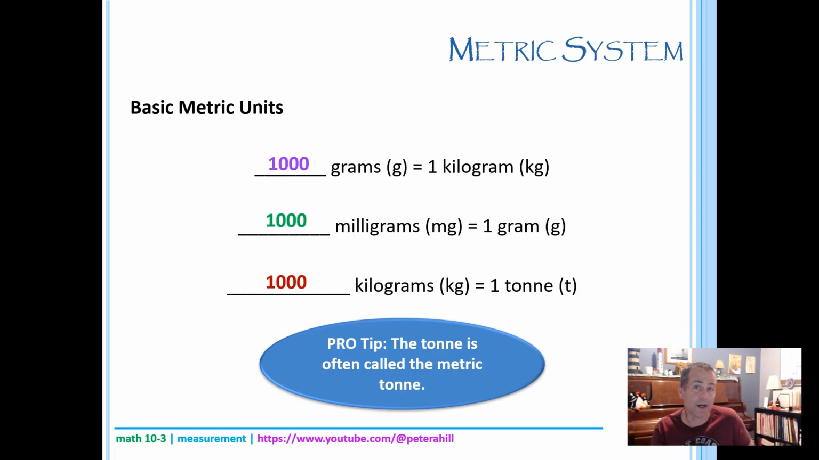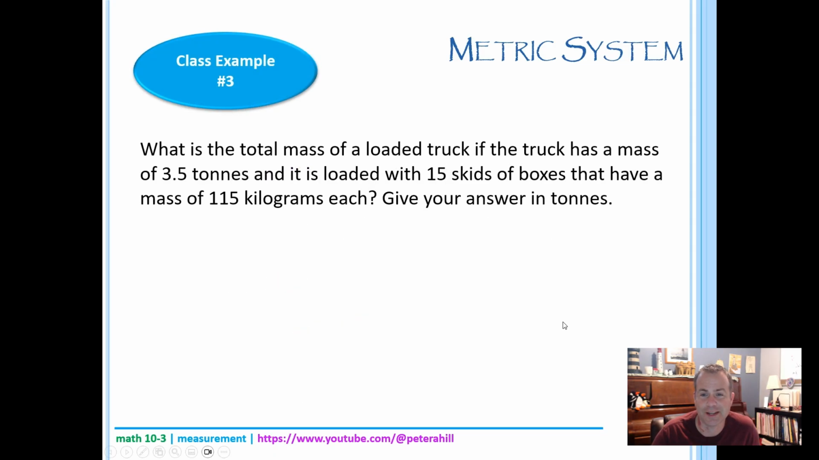Now, this would be where my King Henry died unexpectedly drinking chocolate milk would help for the first two, but for this third one, you're going to want to set up a proportion. The ton is often called the metric ton because there's another ton. We'll talk about that one later. Okay, let's take a look at class example number 3.